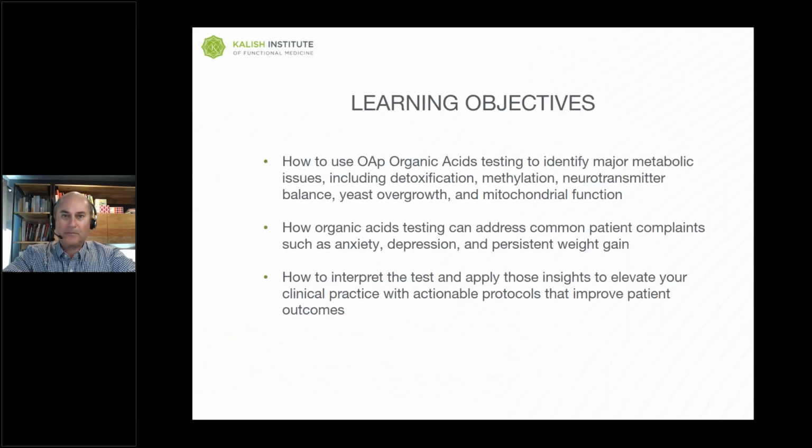So we want to talk about how to identify major metabolic issues. And we can't cover everything today, but I'm covering one of the most important ones that we use every day in our practices. Number one, detoxification. Number two, methylation, neurotransmitter balance or brain functioning, and then also yeast overgrowth and some gut stuff. And then I save my favorite for last, which is the mitochondrial aspects of this.